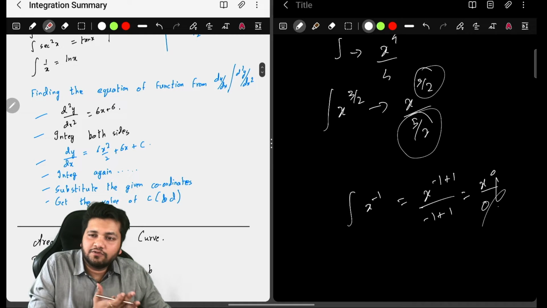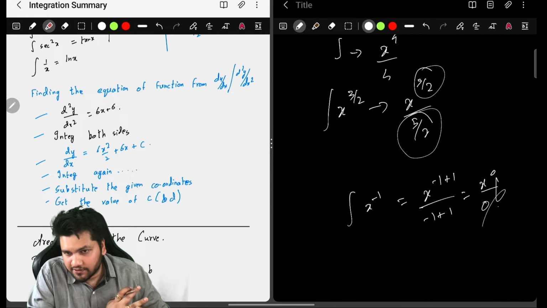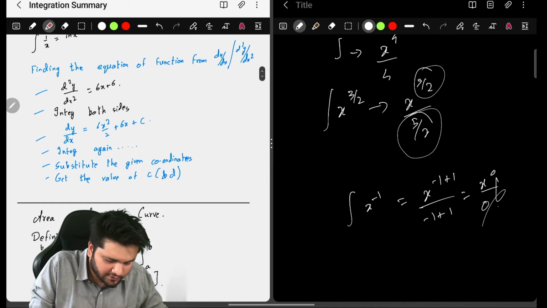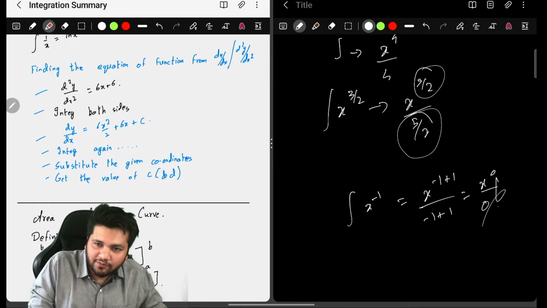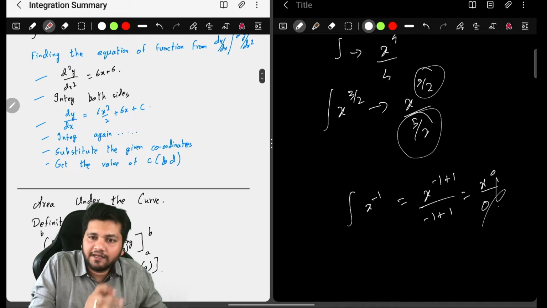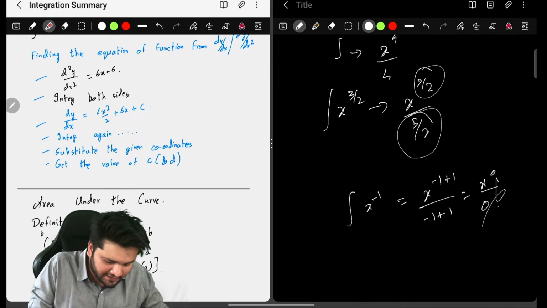Now the thing is, what kind of questions will they ask you? They will ask you to find the equation of a function from dy by dx or d2y by dx square. If they give you d2y by dx square is equal to 6x plus 6, then you are going to integrate both sides. So d2y by dx square will become dy by dx, and then 6x square.